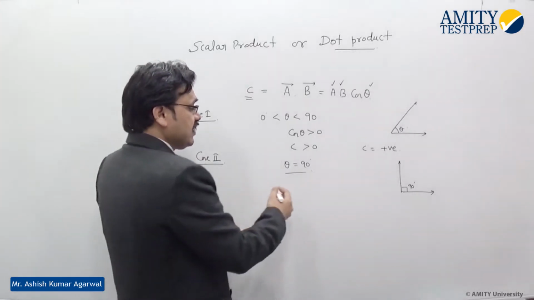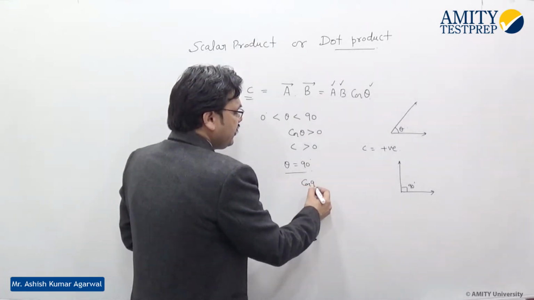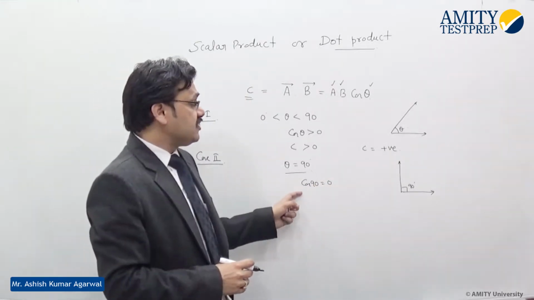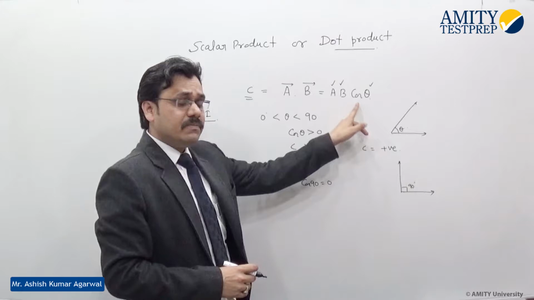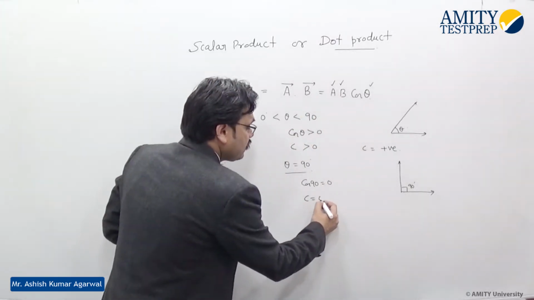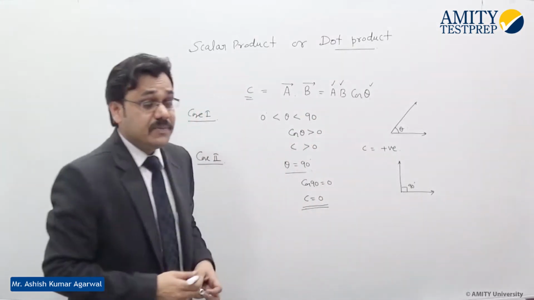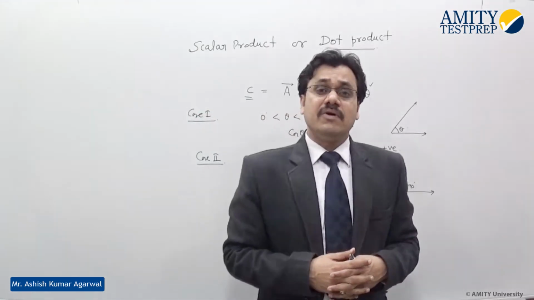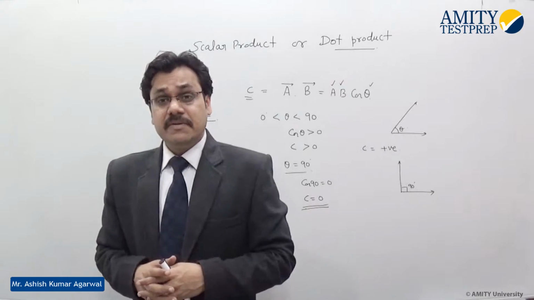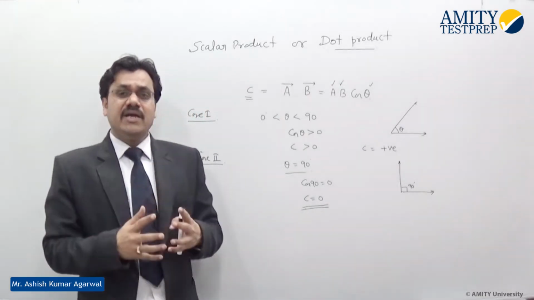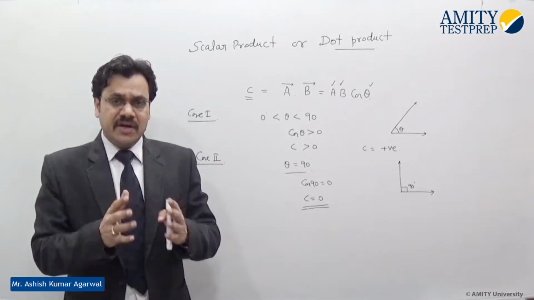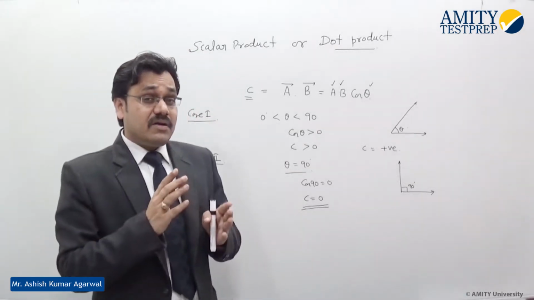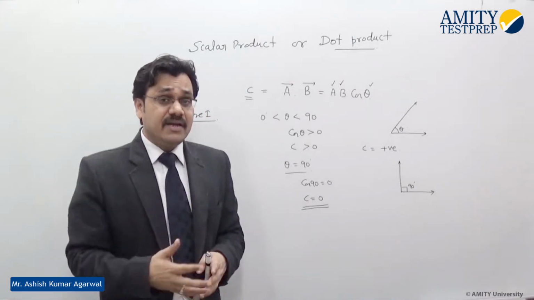Clearly, if theta is 90, cos 90 will be 0. And if you apply this value in the dot product form, you get C equal to 0. It means if the question arises whether the dot product of two vector quantities can be 0, yes, it will be, when the angle between the two vectors is 90 degrees.